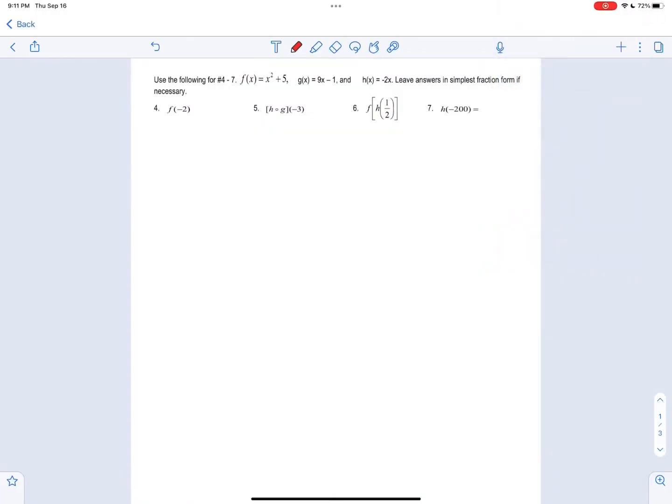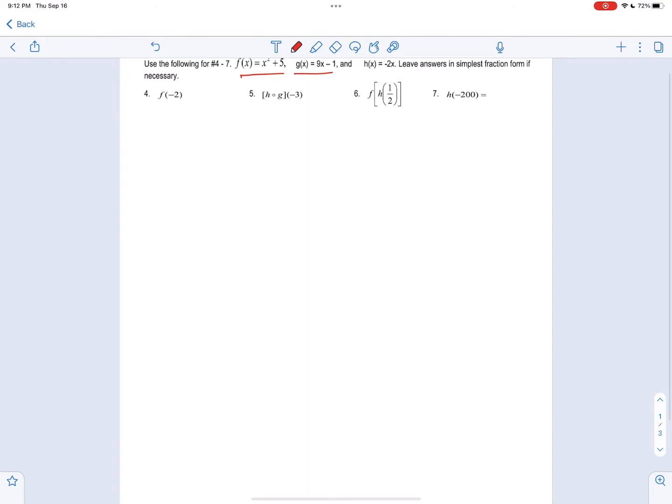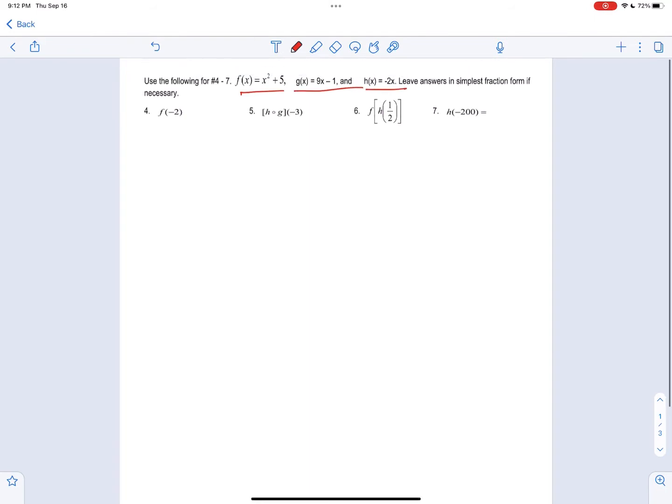So if we take a look at page number 27 in the packet, question number 4 is asking us to find f of negative 2. Now the functions that we're referencing are the f, the g, and the h that are actually up at the top already, but in this case I'm going to use the function f of x. So since negative 2 is being substituted in for x, I would say that f of negative 2 is equal to negative 2 squared plus 5.